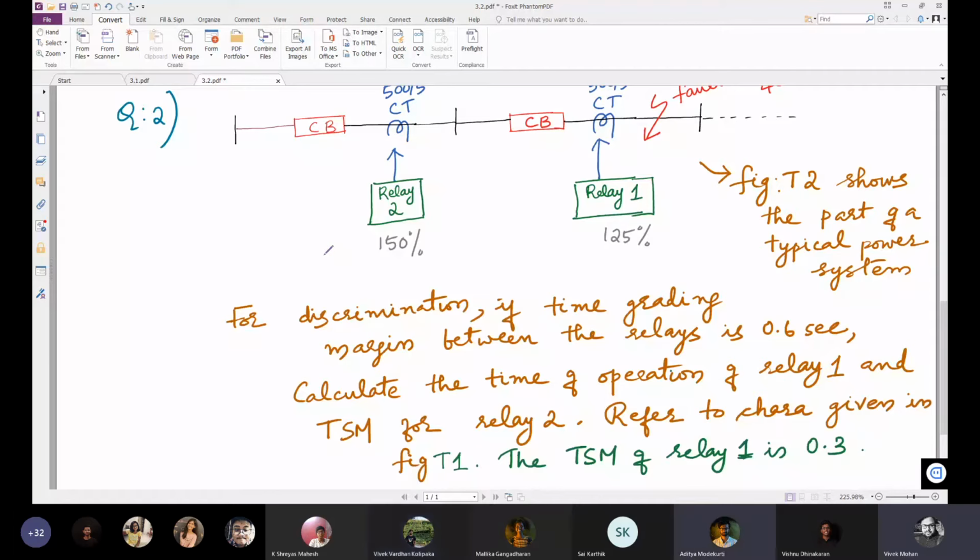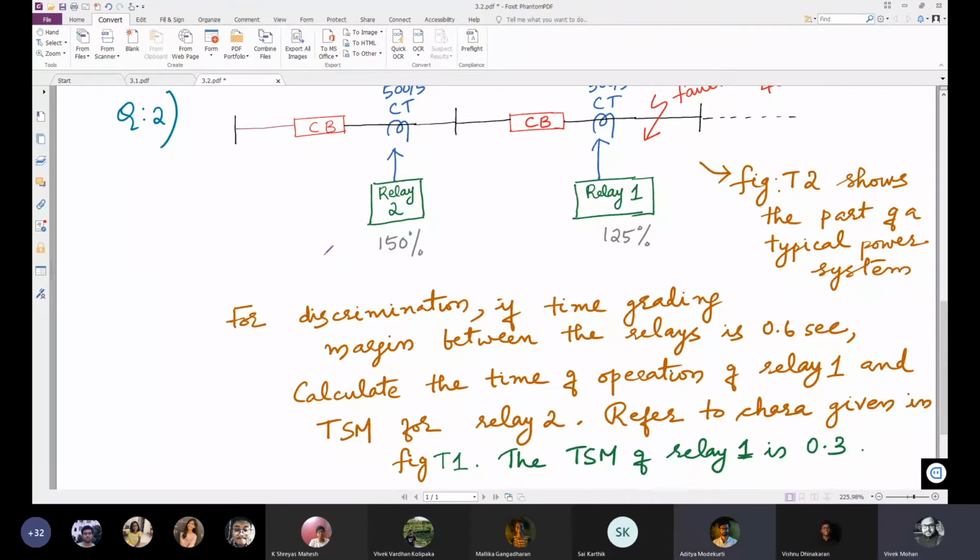Now, what about the fault current? Fault current is 4,000, right? So how will it reflect on relay 2 CT secondary? Current ratio is the same, so 5 by 500. So 4,000 into 5 by 500 is 40 amps. What is the PSM there? 40 divided by 5 into 1.5, which is 5.33.